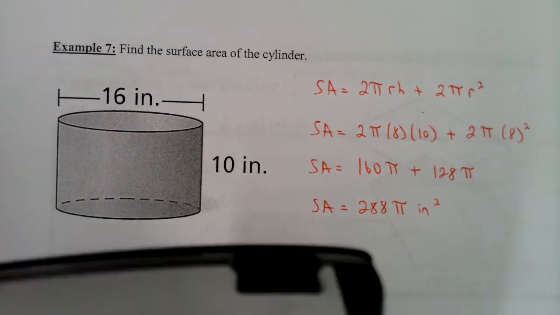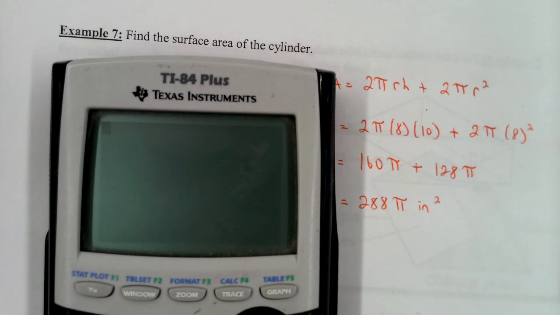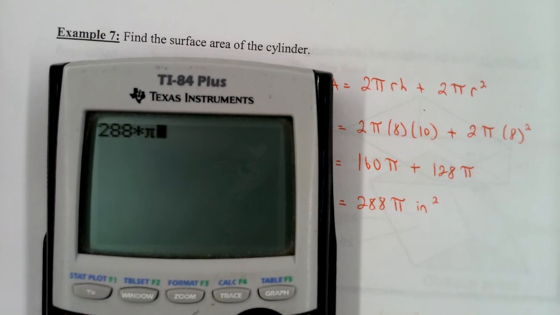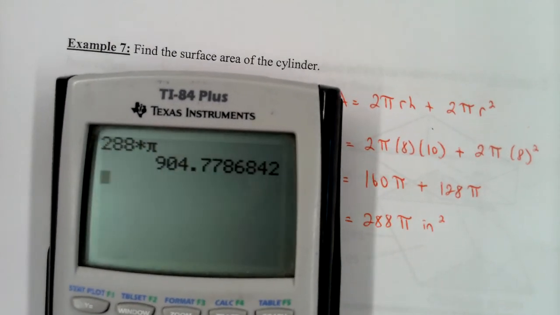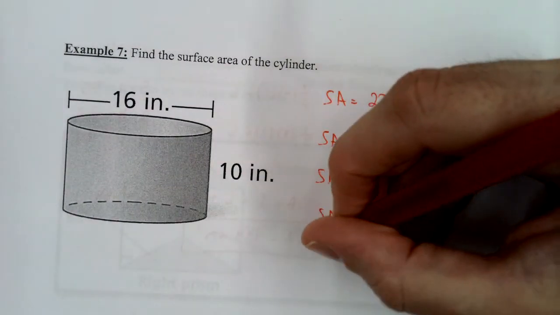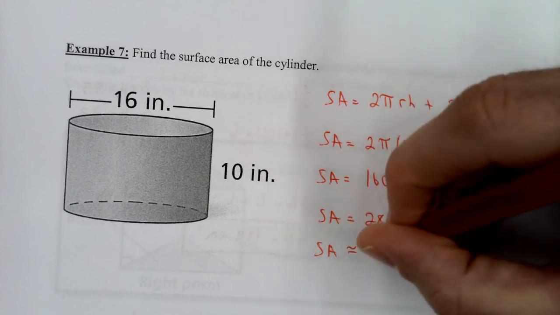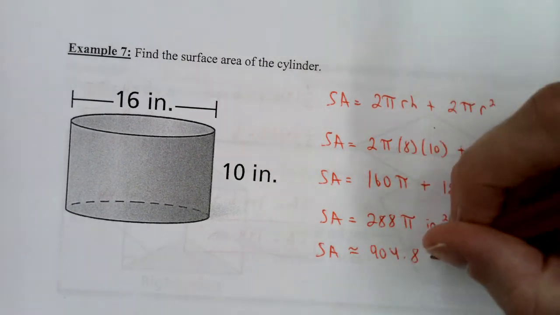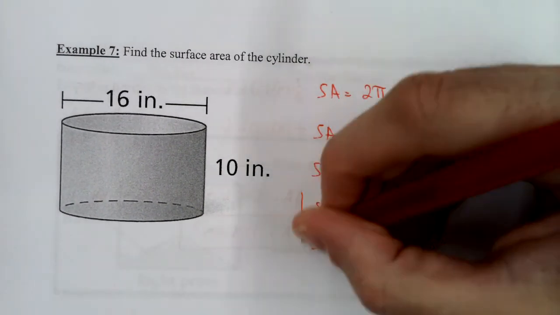And then let's actually multiply that out on our calculator to get a decimal. 288 times pi, 904.8. So the answer both ways. Inches squared because we're still doing area today.